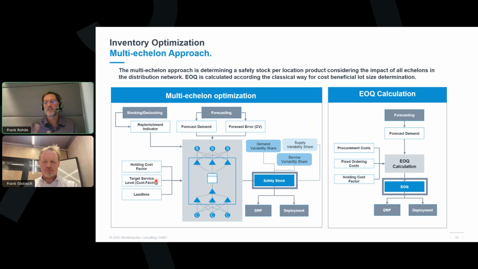We have, and we will see it in a minute in the system, a range of target service levels for the non-customer facing locations. The replenishment indicator and forecast of each single echelon and location are considered. The forecast error is calculated a little bit differently in that algorithm. That is a coefficient of variation and not the standard deviation.